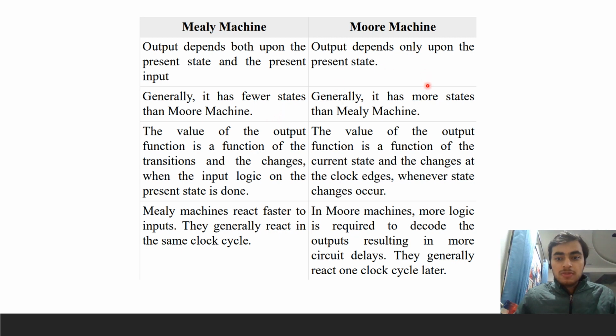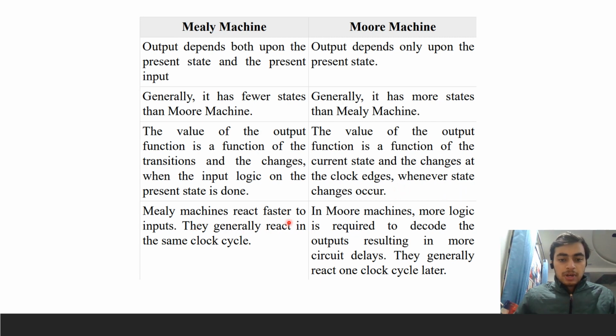In the Moore machine, we have an initial input value that we have to keep. That gives us one more extra output. But in the Mealy machine, the input values are equal to the output values. The value of the output function is a function of the transitions and changes when the input logic on the present state is done. In the Moore machine, the value of the output function is a function of the current state and changes at the clock edges whenever state changes occur.